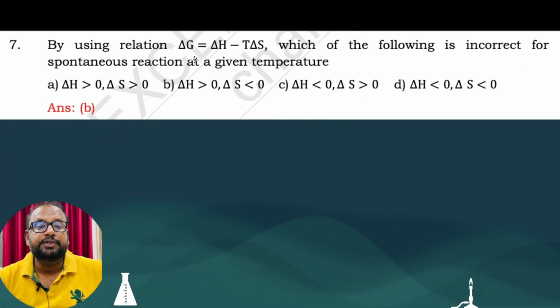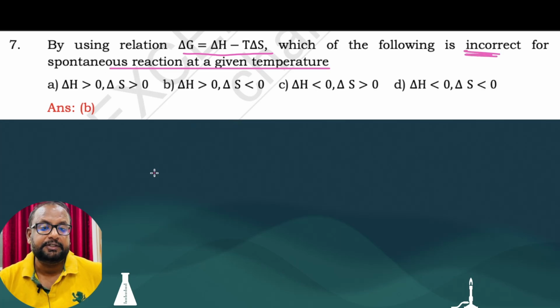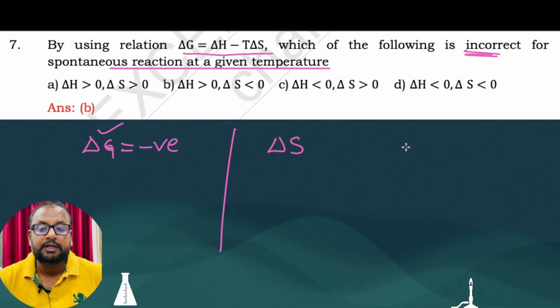Next one, by using delta G equals delta H minus T delta S, which of the following is incorrect for spontaneous reactions at a given temperature? So we have to find out the incorrect one. When it is going to be spontaneous, delta G should be negative, then only the reaction would be spontaneous. For this case, we have to see the delta S as well as delta H.